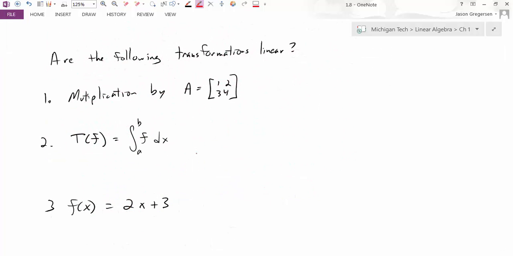So now let's take a look at some different examples. Here I have 3 examples. The first one is multiplication by a matrix. The second one is integration over some interval. And the last one is a standard looking function. And so let's talk about whether these different transformations are linear. So we've seen in an earlier video how I can think of multiplication by the matrix A as a transformation.